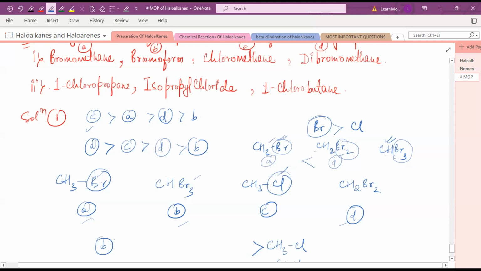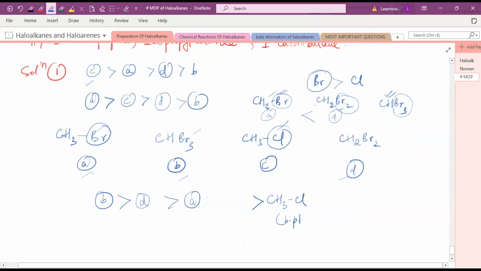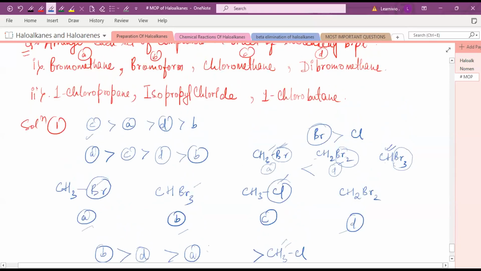So after B, the order will be E, and after D, it's A. And the lowest molar mass, the lowest boiling point, you will see in your CH3Cl. CH3Cl means your C.